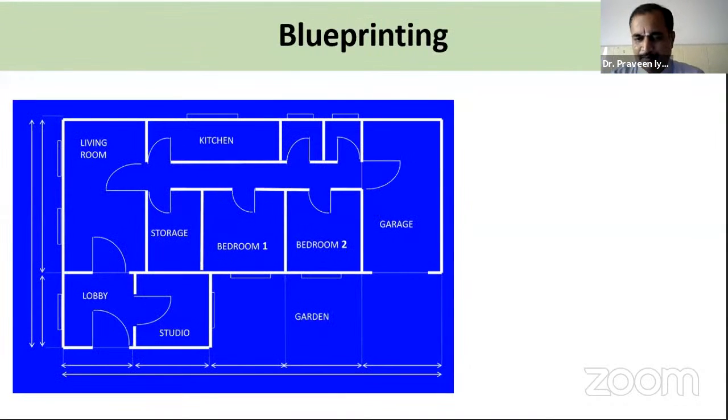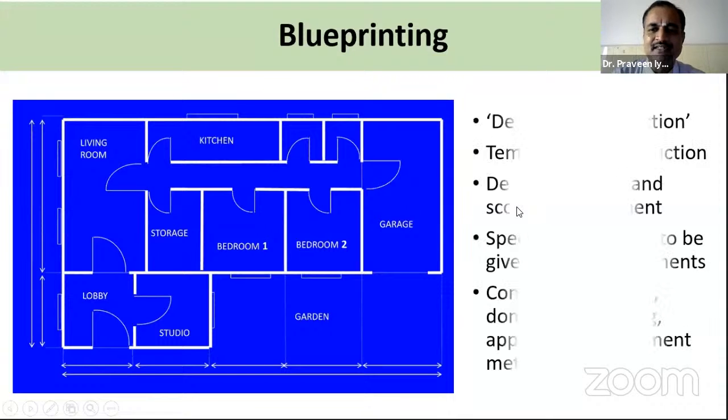So all of us are aware of blueprint. We have seen such diagrams of blueprints, especially with the architects who prepare the plan for various kinds of buildings, houses, commercial spaces, etc. And we are familiar with such kind of diagrams. So the same thing applies even for blueprinting with reference to assessment.